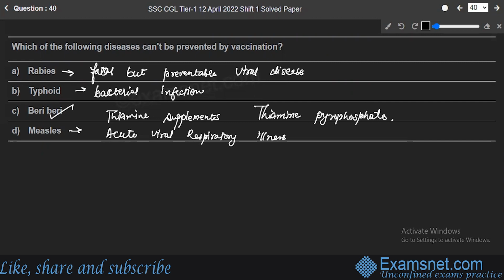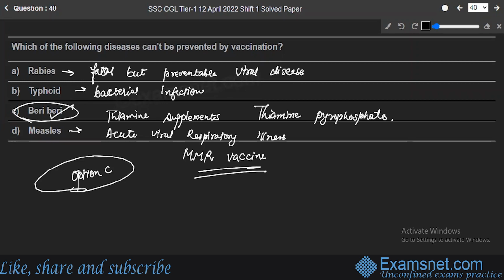This refers to the measles, and this can be prevented by using the MMR vaccine. So beriberi is the disease which can't be prevented by the vaccine. Option C is the answer to the question. Hope you are clear with this.